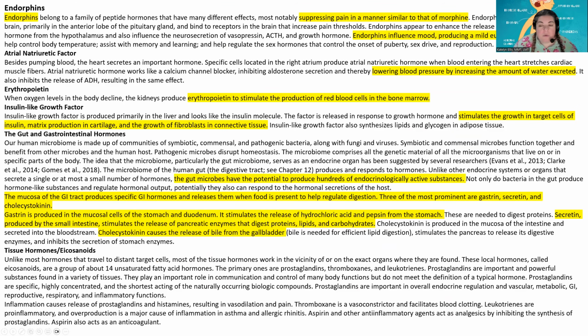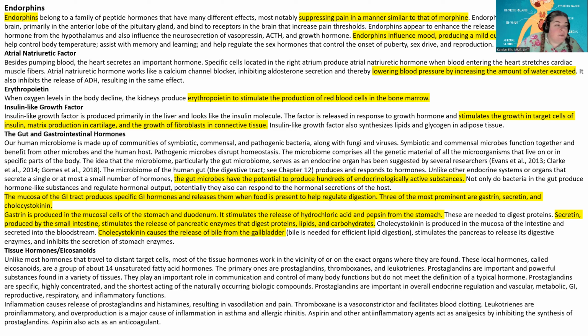All right, what are some other hormones? There are endorphins, which belong to a family of peptide hormones that have many different effects, most notably suppressing pain in a manner similar to that of other painkillers, right? Like morphine. Endorphins influence mood, producing a mild euphoric feeling. I don't know if you guys have ever heard of something called runner's high, but after people jogging or running for such a long distance have muscular teardown, breakdown, they eventually have endorphins coursing through their system and they get pretty giddy and euphoric, and it's called runner's high.